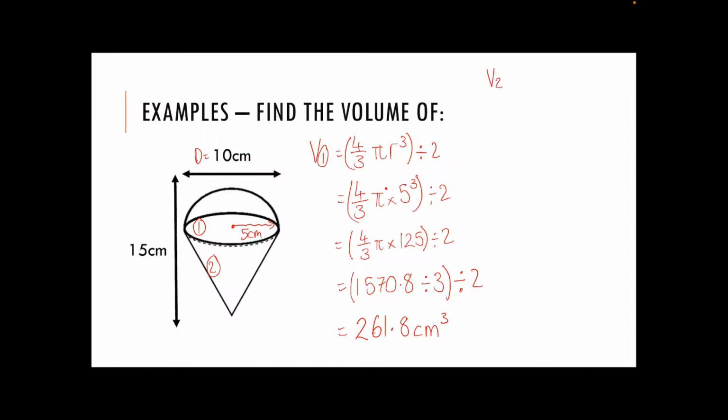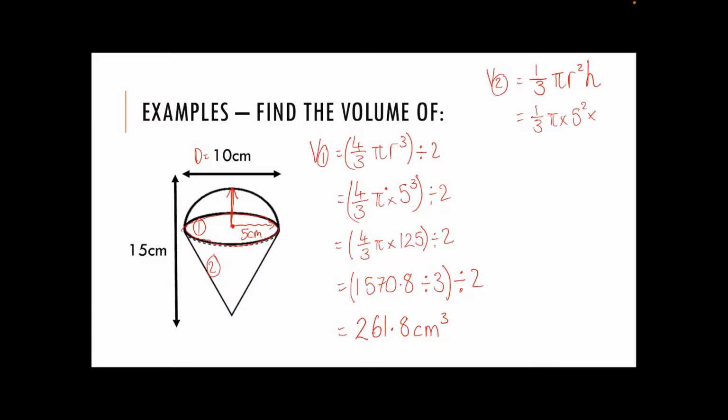For the second volume then, it is a volume of a cone, so I've got 1/3 pi r squared h. Now we know that the radius is going to match up because the circle of our cube matches the base of our hemisphere there. So we know that it's going to be 1/3 of pi times by 5 squared, but the height of the cone isn't 15.